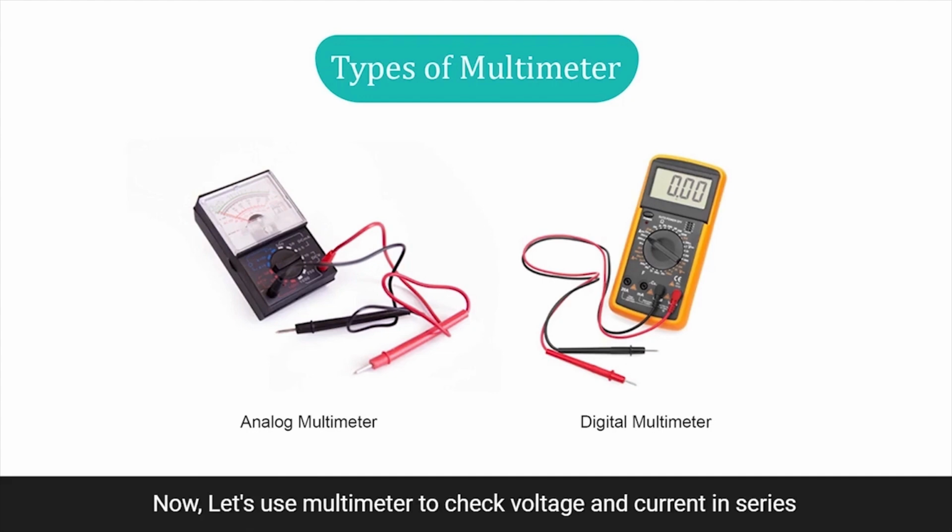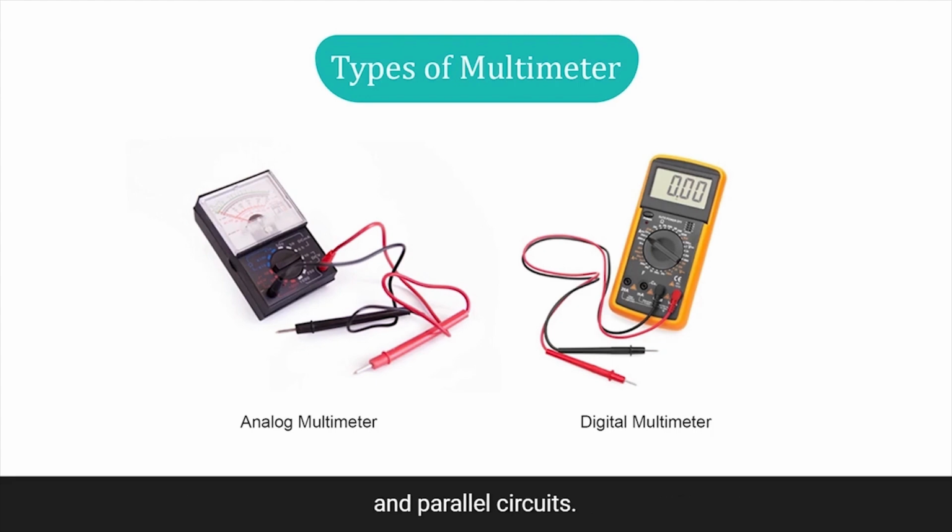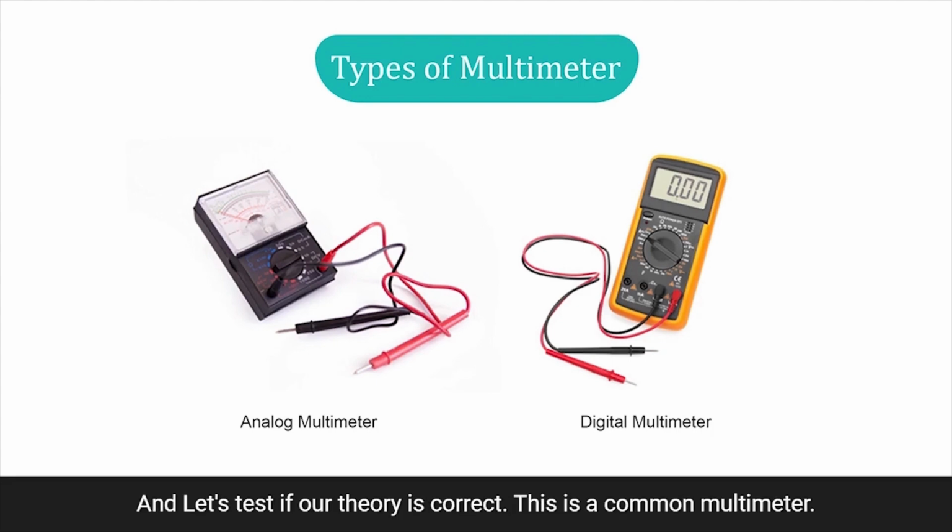Now let's use a multimeter to check voltage and current in series and parallel circuits, and let's test if our theory is correct.